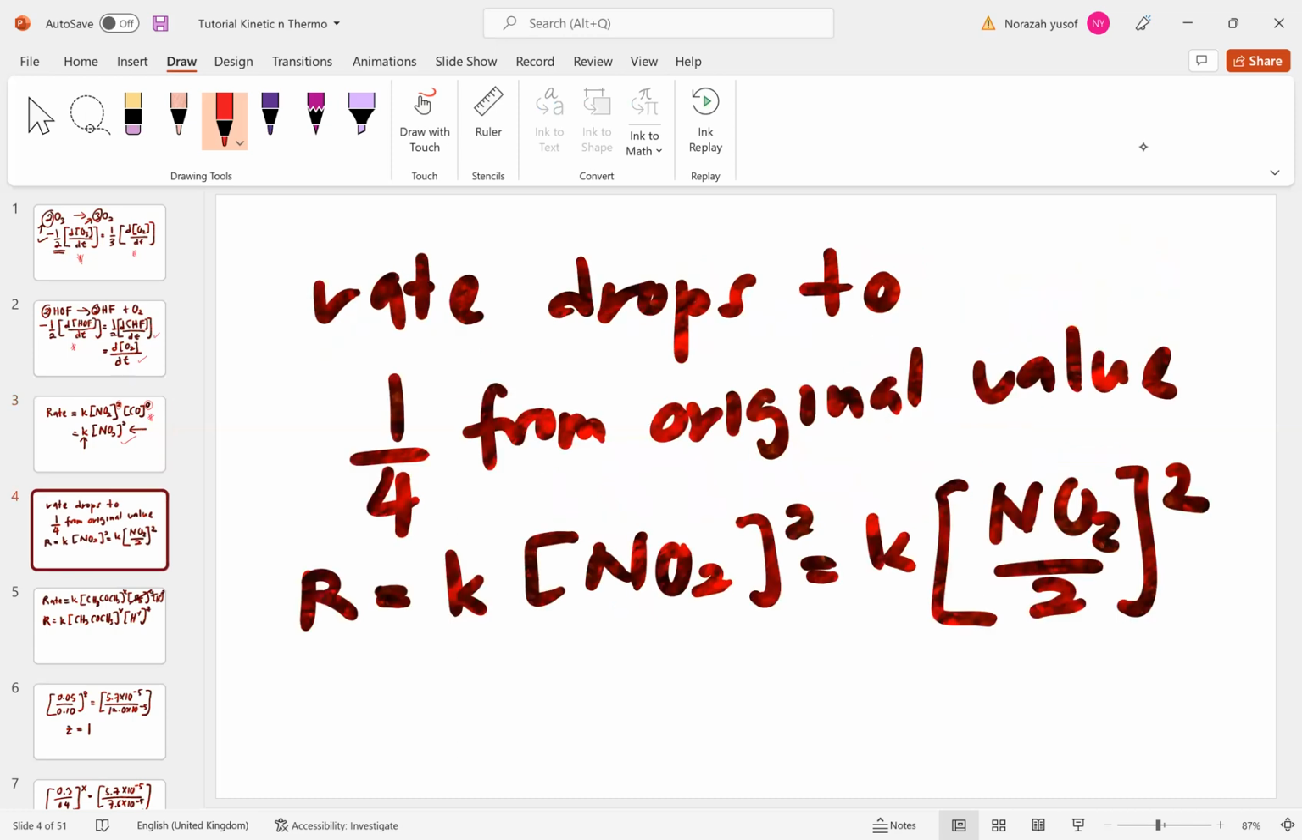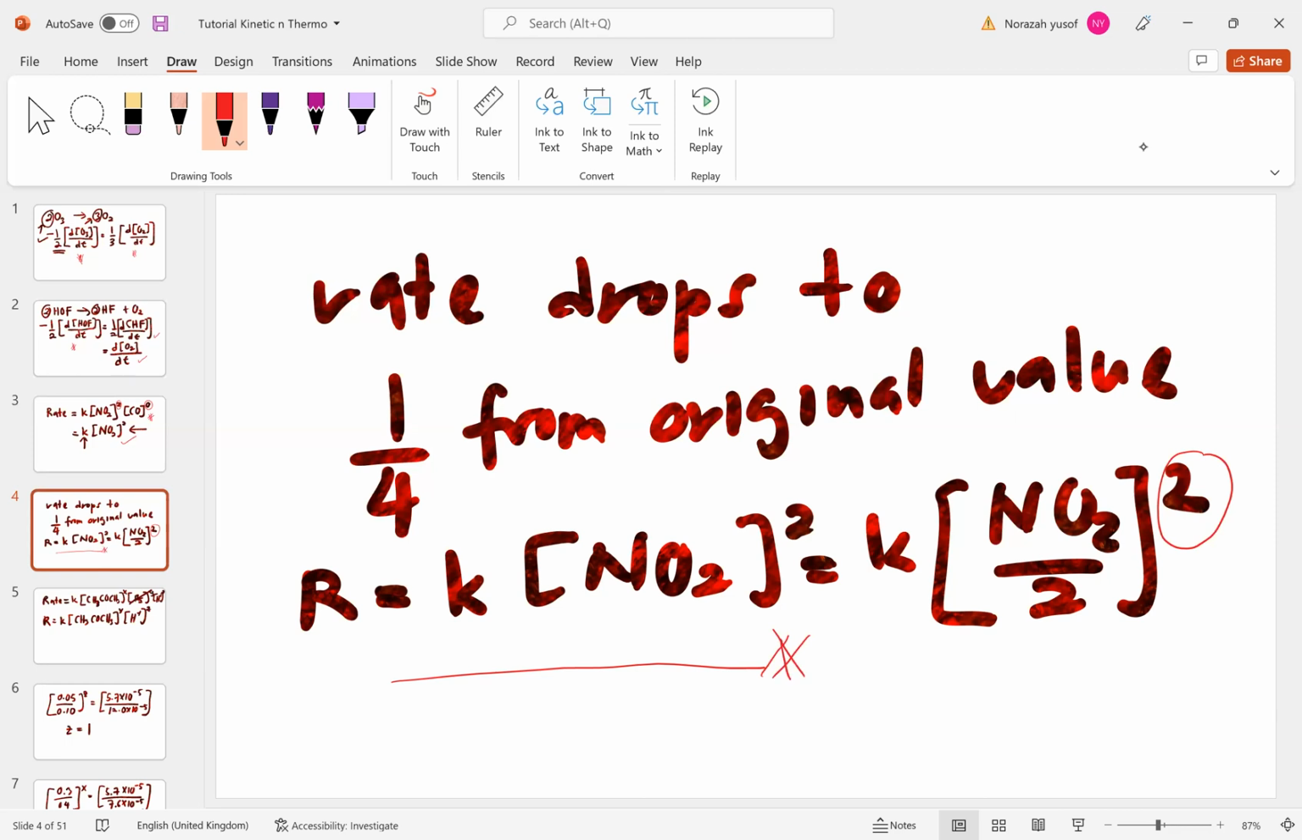So kita masuk kita lah. Rate drops to 1/4 from the original value, because if you look at, this is the rate law expression. Okay, sekarang ni kalau concentration NO2 is half, separuh, so you can see because it is with the power of 2, so the rate is actually 1/4. Dia akan jadi 1/4 lah, sebab 2/2. Rate akan turun 1/4 daripada yang asal ni.